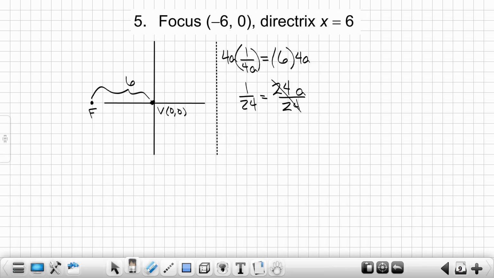So then it'd be x equals 1 over 24, parentheses y minus 0, parentheses squared plus 0. And then if you want to simplify, x equals 1 over 24 y squared. Alicia, is she correct?